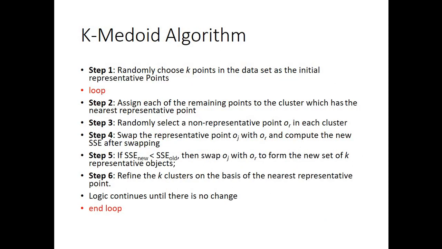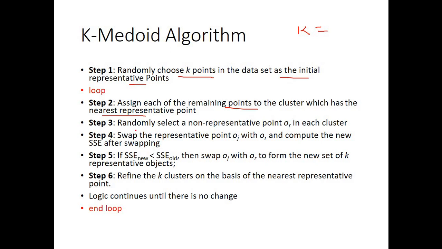K-Medoid algorithm. Initially, we choose K points in the data set as the initial representative points. Assign each of the remaining points to the cluster which has the nearest representative point. So initially we choose K medoid points. K medoid points are nothing but K points in the given data set as the representative points. They are the actual points. And we will assign the remaining points to these identified representative points based on their distance.